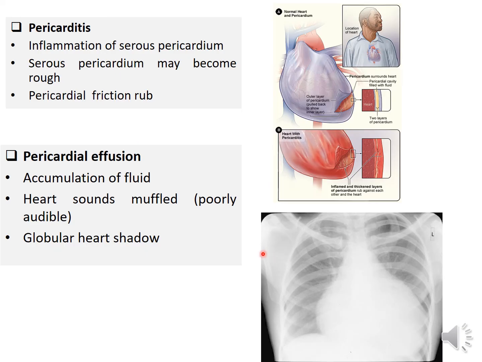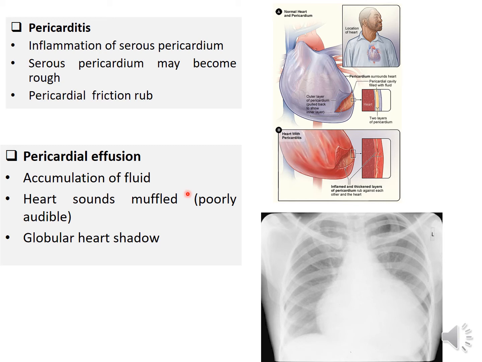We will discuss some of the clinical aspects related to pericardium. Pericarditis is the inflammation of serous pericardium. In this condition, the two layers of serous pericardium become rough. Due to friction between these two layers, they produce typical sounds which you can hear through the stethoscope, particularly on the left border of the sternum. These sounds are called pericardial friction rub.